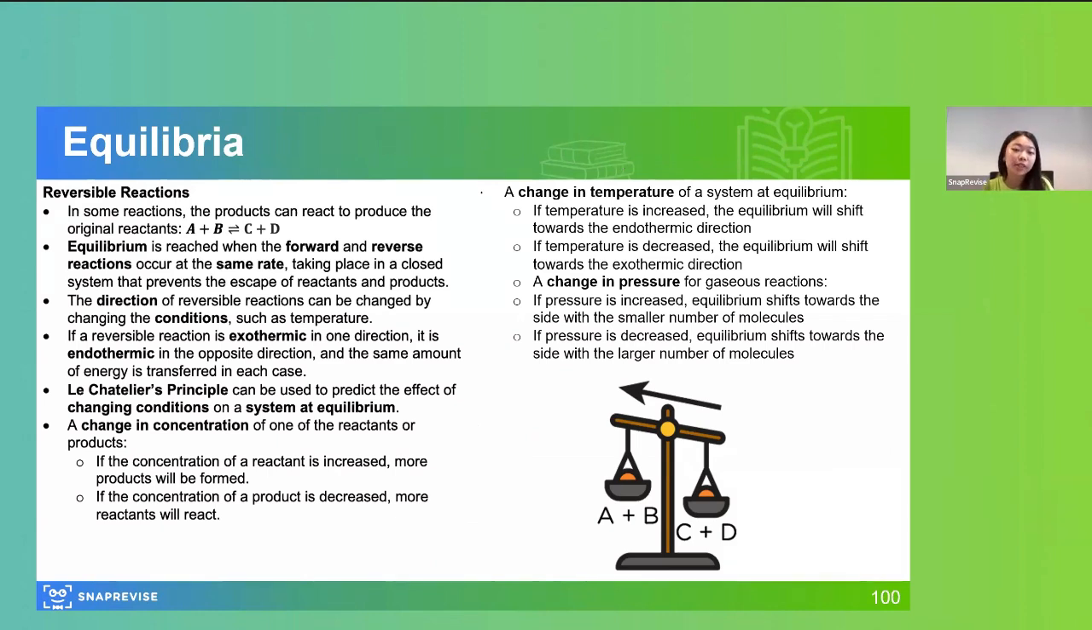Equilibria, the reversible reactions. This is quite important to understand, so I'll try to explain this as much as I can, but this is a very hard thing to grasp. So don't worry, I'm going to slowly explain it. If you have any questions, ask.